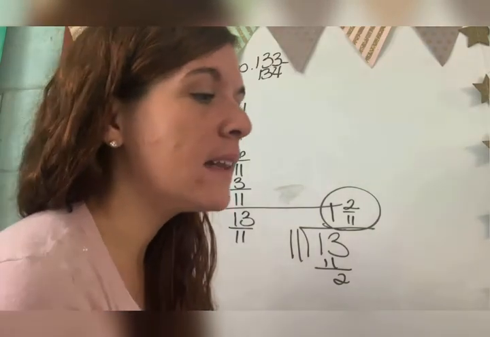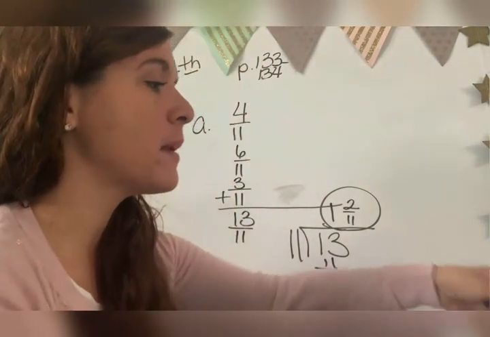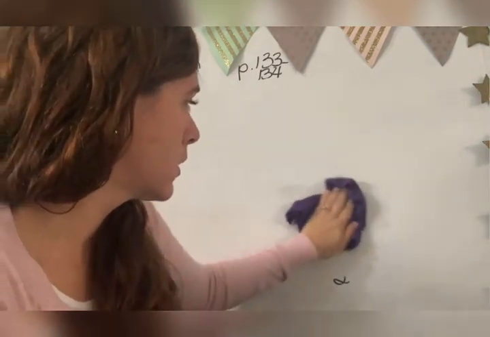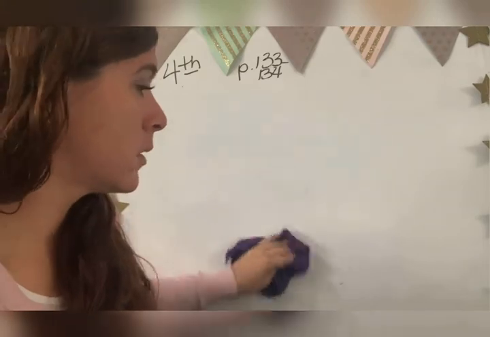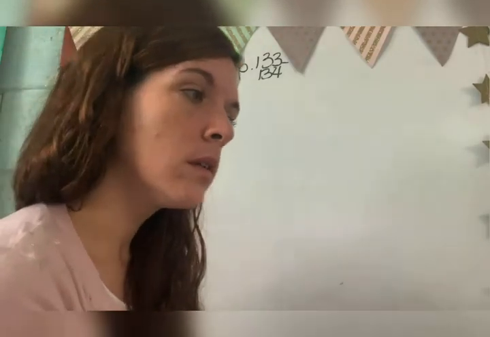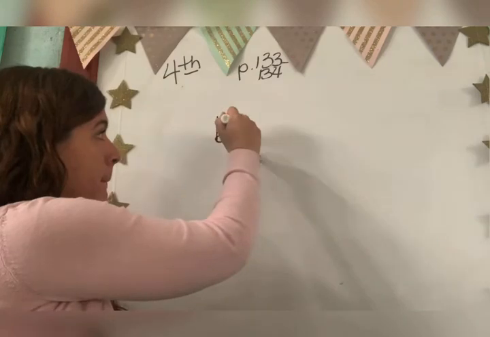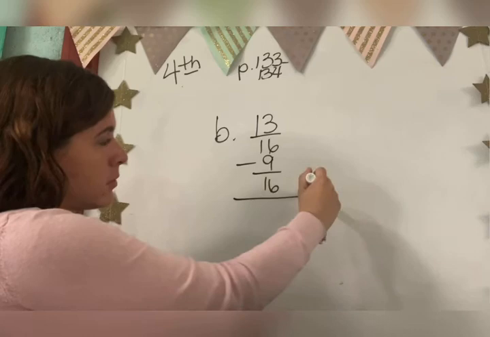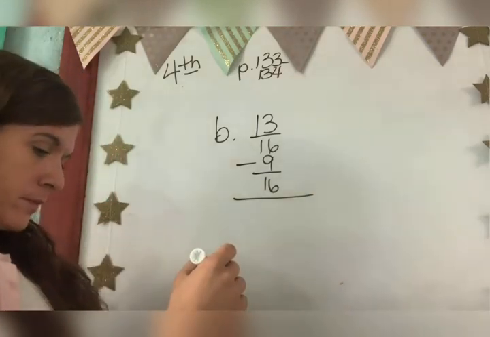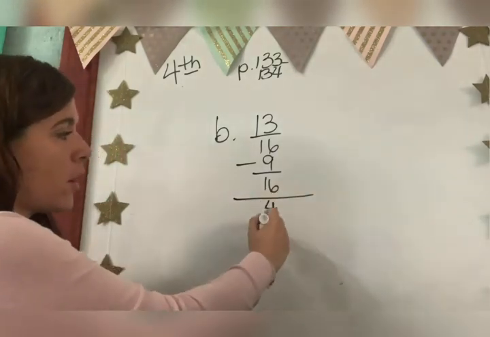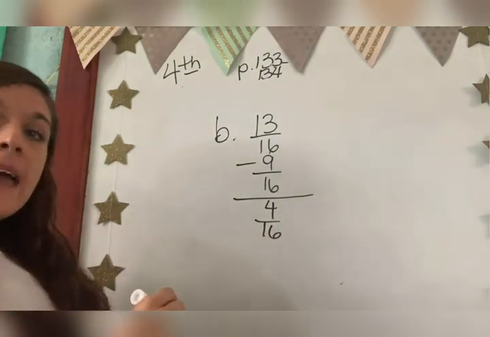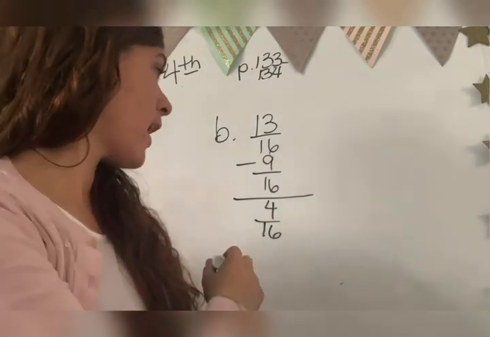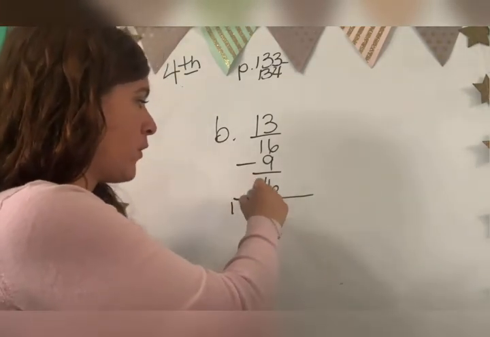Okay, look at letter B. Go ahead and try letter B by yourself. Okay, what did you get, Kiana? 4/16, right? Okay, can we reduce that number? Well, let's decide, okay? What are my factors of 4, Holly? 1, 4, and 2, right?